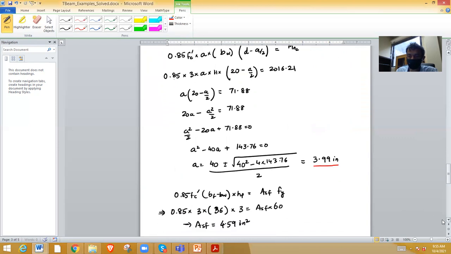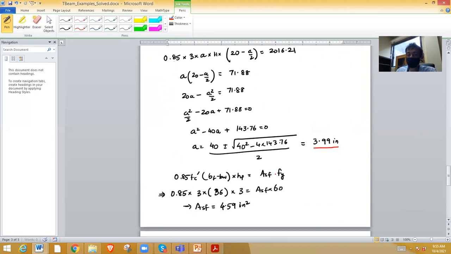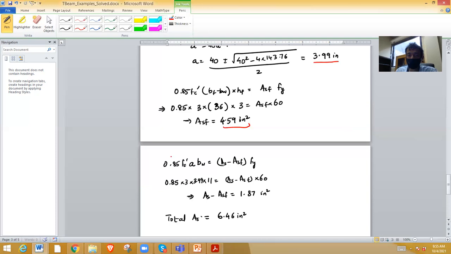Now that we know a, calculate what is Asf, and As minus Asf. So 0.85, this is for the blue part. Asf comes out to 4.59. Now for the red part, a times bw, As minus Asf required, that comes to 1. So the total As required is so much.